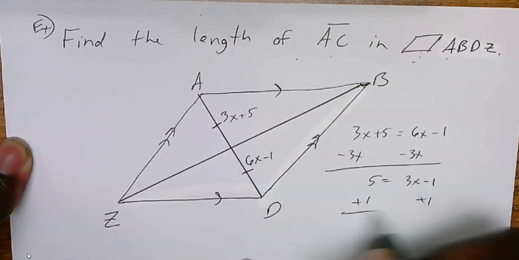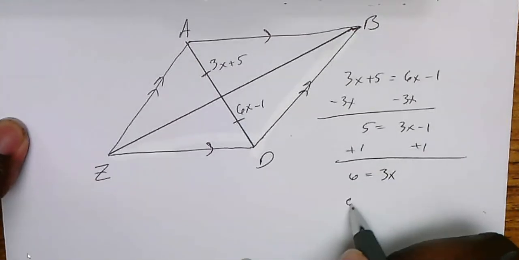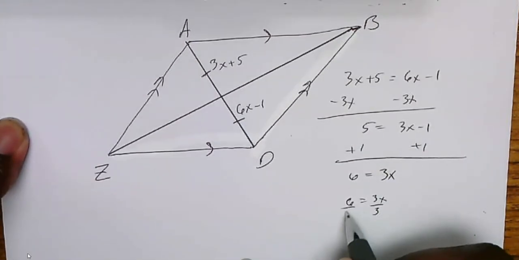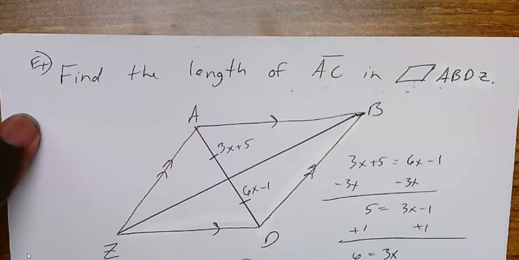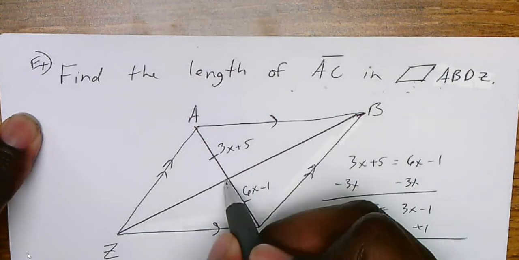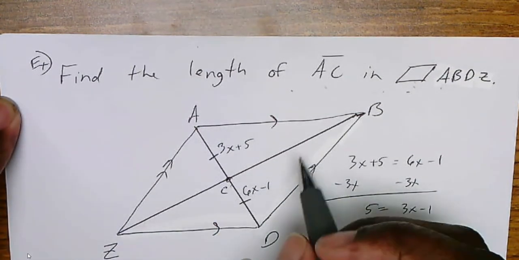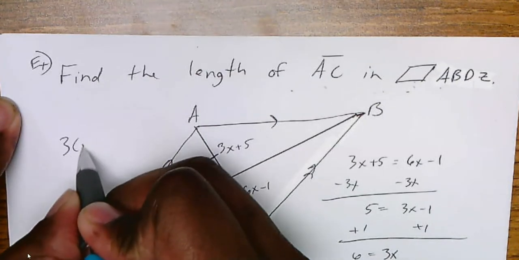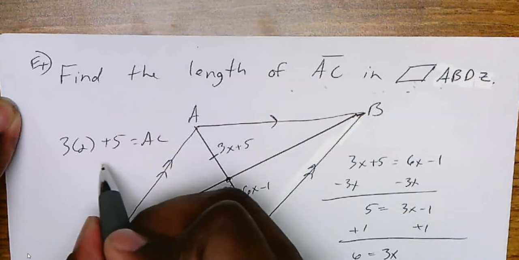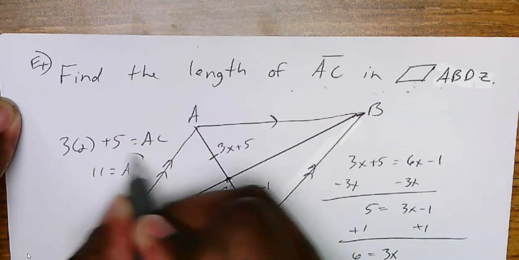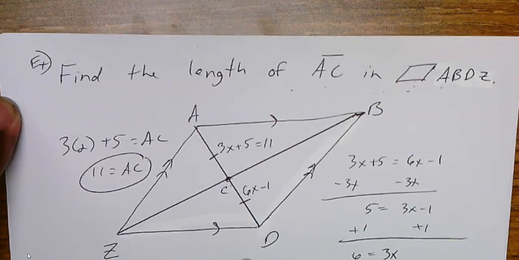So if that's true, you can solve that equation for x. That gives you 5 is equal to 3x subtract 1. Add 1 to both sides. 6 equals 3x. And we divide by 3. 2 equals x. So if x is 2, it says find length AC. And I should put a C right here. So length AC would be this length. So it would be 3 times 2 plus 5 equals AC. So that's 11. So that length is 11. All right, so that's it.